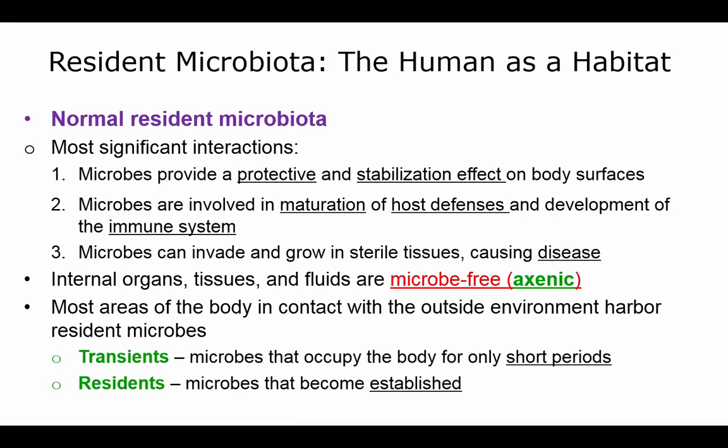Now, our internal organs and tissues and fluids should be sterile or free of microbes. The term is axenic. And if it's in contact with the outside environment, we've got some resident microbes. We've got transients, which are only there for a short period of time, and then we have the residents that are going to stay around and become more established.